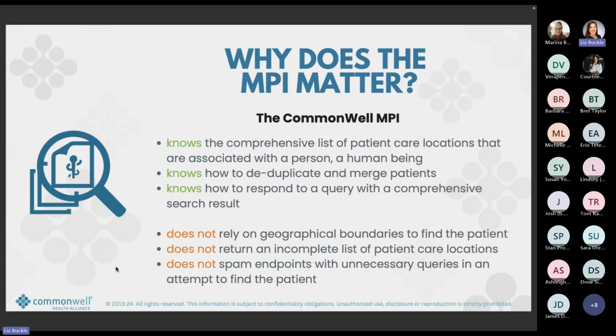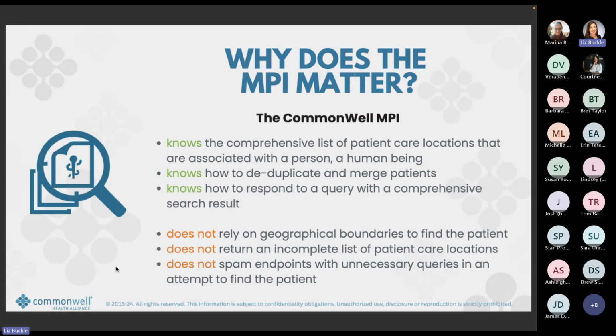And we have a couple more ways to hit this home. But if you think about it at a very low practical level, I live in Wilmington, North Carolina. Let's say, for the sake of argument, that there are 100 provider organizations here in Wilmington. There's probably more, but just for the argument. I am seen at 3 of them. But if you draw a boundary of 50 miles around where I live, that means that you're going to query all of those 100 organizations and say, do you have Liz Buckle? Do you have Liz Buckle? Do you have Liz Buckle? But only 3 out of the 100 are going to respond and say yes.